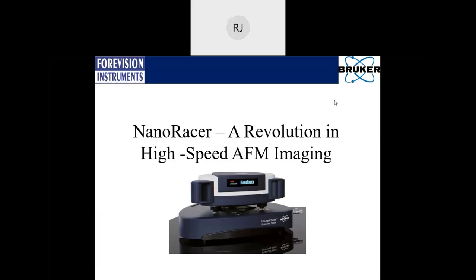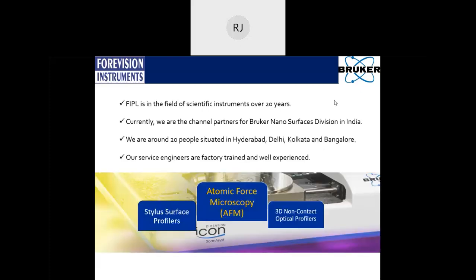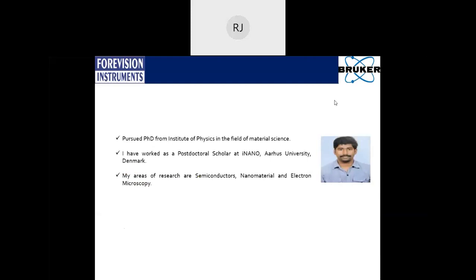So before going to the technical details, I would like to introduce our company. Fovision Instruments has been in the field of scientific instruments for over 20 years. We are the channel partners of the Bruker Nano Surfaces division and also the Bruker XRM division in India. We have around 20 well qualified and trained people to assist customers with various technical and service related issues, trainings, helping in product designs and product implementation, and utilizing these products in their research. With this, I would like to give a brief introduction about me.